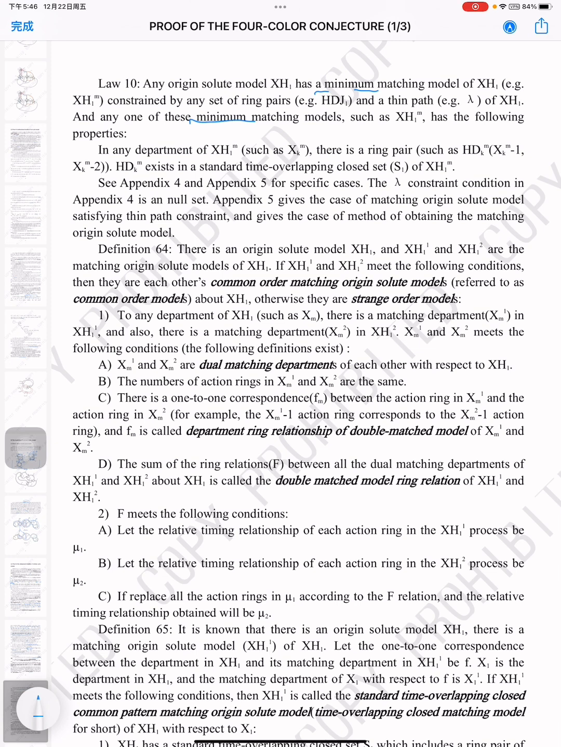See Appendix 4 and Appendix 5 for specific cases. The lambda constraint condition in Appendix 4 is empty. Appendix 5 gives the case of a matching origin-slot model satisfying the path constraint, and gives the method of obtaining the matching origin-slot model.